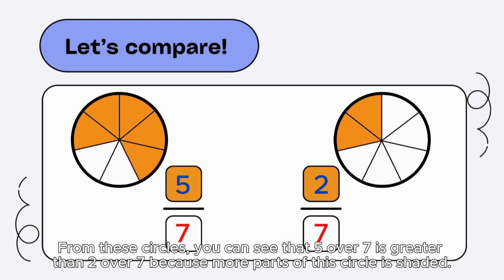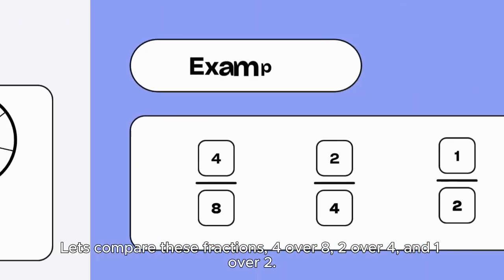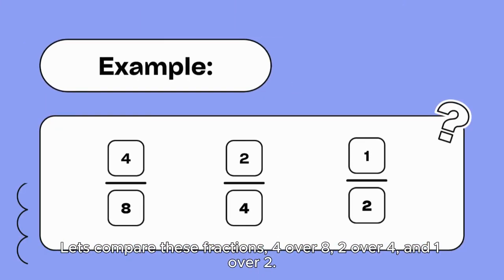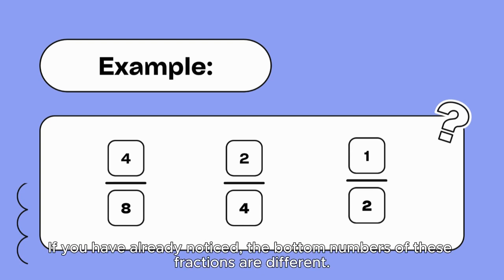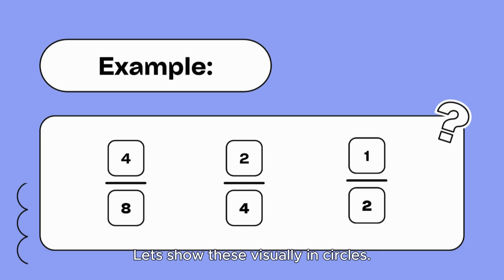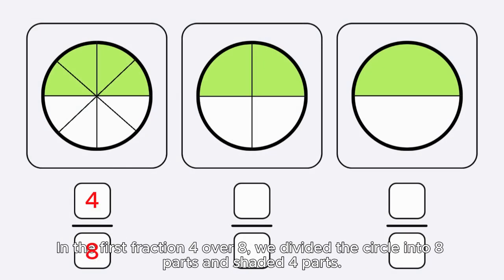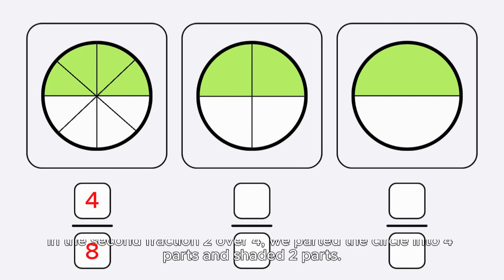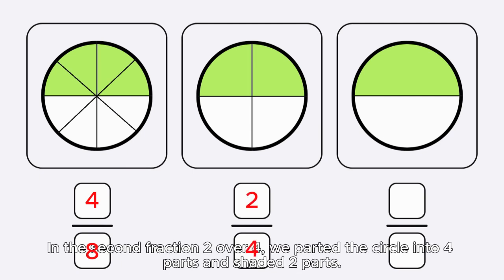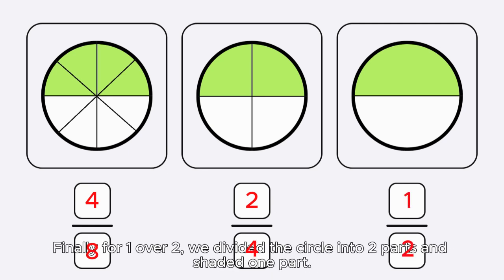From these circles, you can see that 5 over 7 is greater than 2 over 7 because more parts of this circle are shaded. Let's compare these fractions: 4 over 8, 2 over 4, and 1 over 2. If you have already noticed, the bottom numbers of these fractions are different. Let's show these visually in circles. In the first fraction, 4 over 8, we divided the circle into 8 parts and shaded 4 parts. In the second fraction, 2 over 4, we divided the circle into 4 parts and shaded 2 parts. Finally, for 1 over 2, we divided the circle into 2 parts and shaded 1 part.